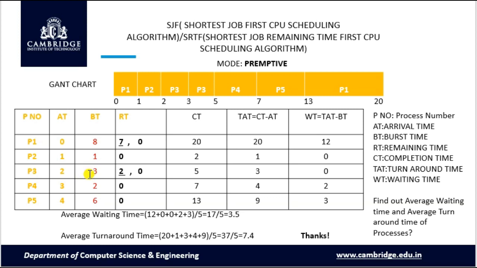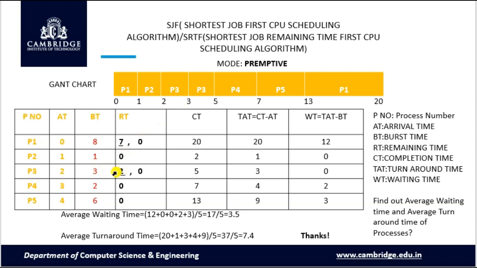Again, the CPU is going to analyze the other processes simultaneously; P3 and P4 are going to be analyzed. P3 is going to be scheduled for only 1 second, partially executed. That means 3 minus 1 is 2, which is the remaining time.